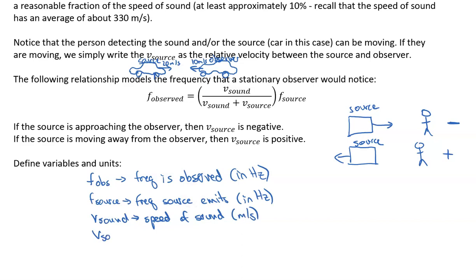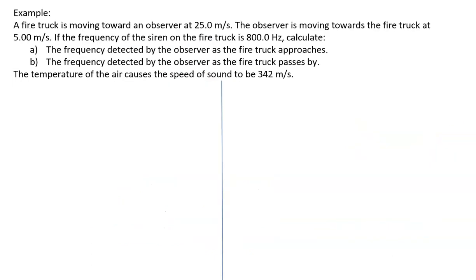And the speed of the source is the relative speed of the source compared to the observer, as I went over above. And that also is going to be in meters per second. So let's look at an example of how this can actually be calculated.